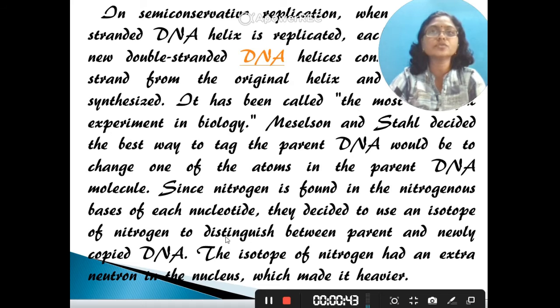The use of isotopic nitrogen to distinguish between the parent and the newly synthesized DNA has been successfully employed in this experiment. The isotope of nitrogen had an extra neutron in the nucleus which made it heavier, and therefore N15, the heavy nitrogen, was used to isotopically label the DNA.